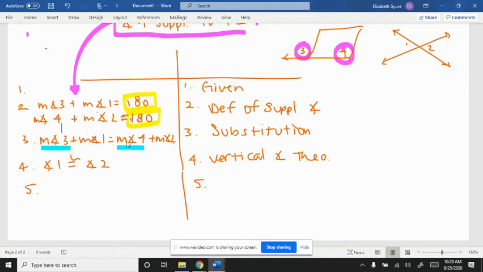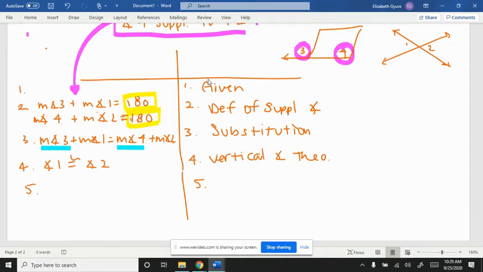Isn't this an equation with an equal sign? Is step 4 an equation? It's a congruency statement, right? Can I turn it into an equation? Absolutely. And then can I subtract them? Absolutely. I have to first say that they're equivalent before I can subtract them out because it's a property of equality. Does that make sense?